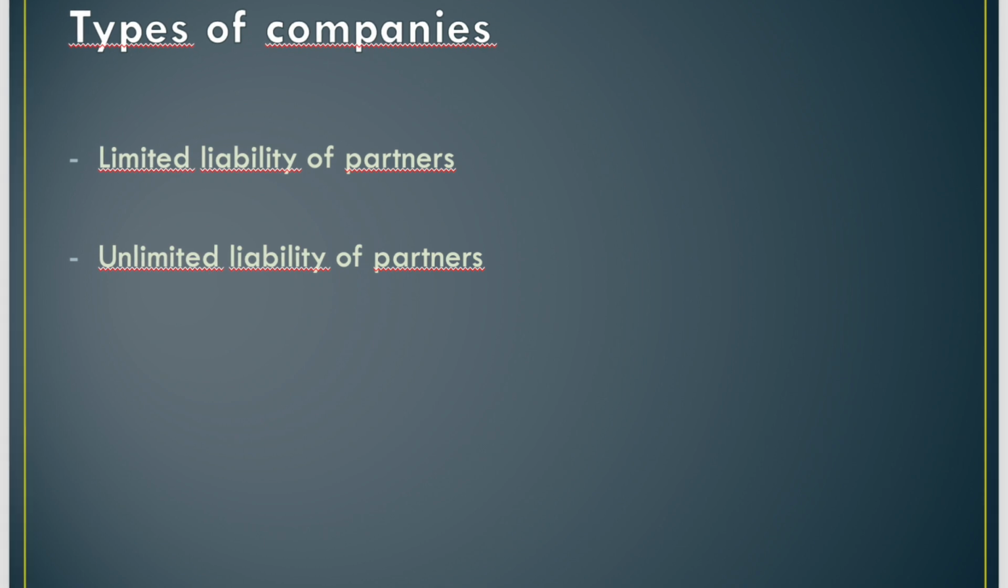But what happens when the company assets are not enough to pay the debts of the company? Well, in companies with unlimited liability of partners, the personal assets of the partners must respond for the company's debts. This is important. The personal wealth, the personal assets of the partners of the company are not free, they can be affected by the company's debts.